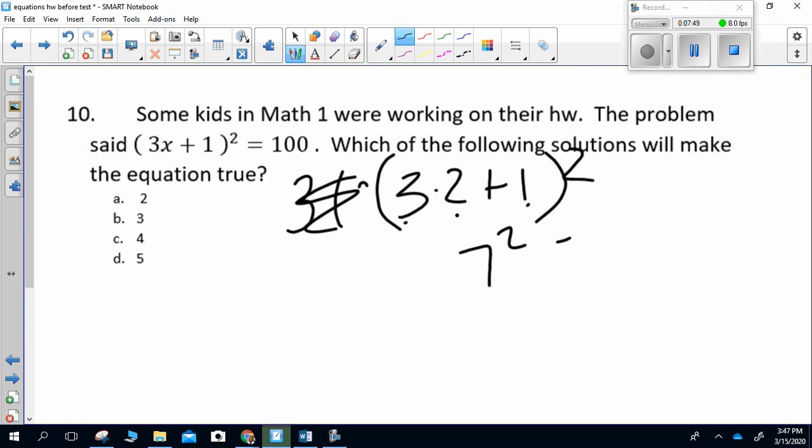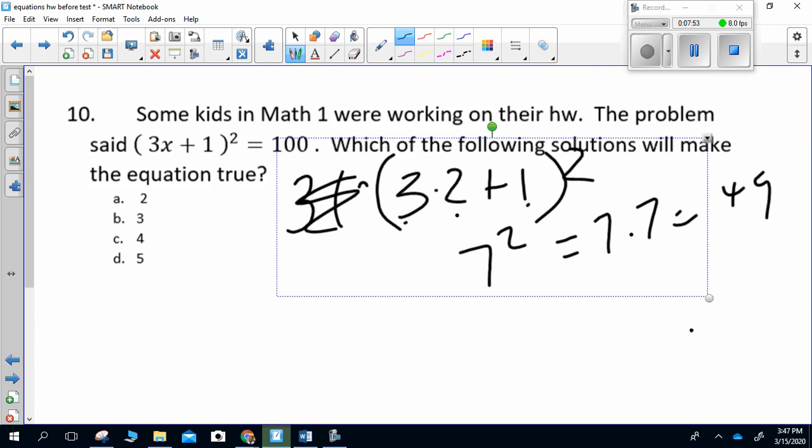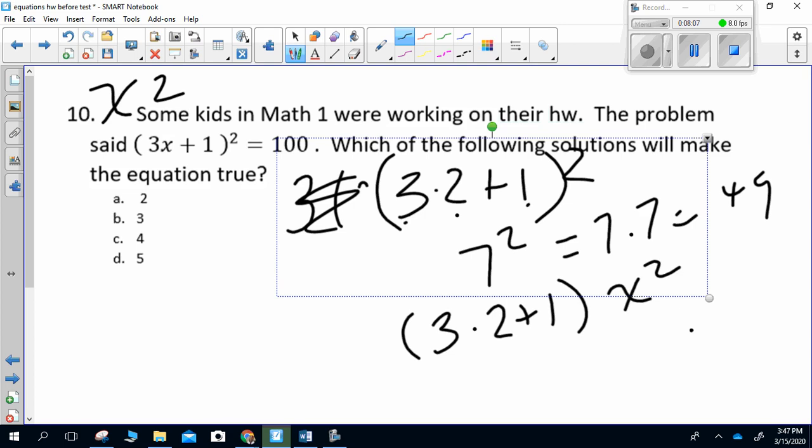7 squared means 7 times 7, and that's 49. On your calculator, you have a button that looks like this. That will square it. So if you put into your calculator parentheses, 3 times 2 plus 1, close your parentheses, and then hit the button that says x squared, it will give you your exponent, and then hit equals.